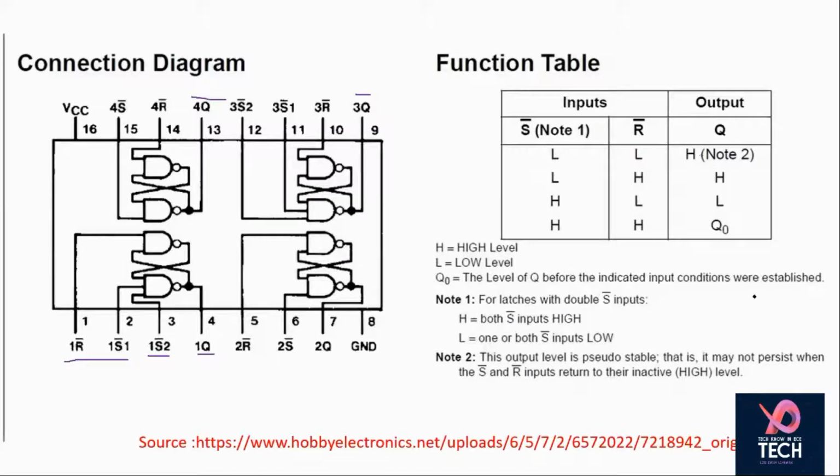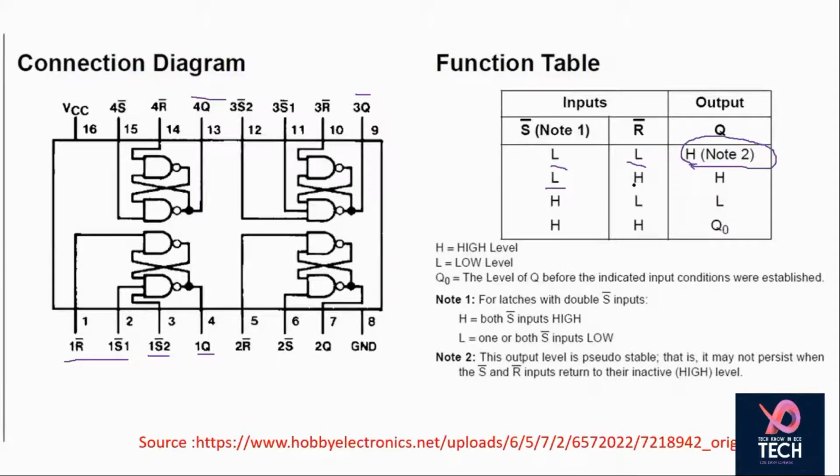And this is the truth table for this particular chip. That means if your inputs R and S are both low, your output will not be desired. This is an unstable state.